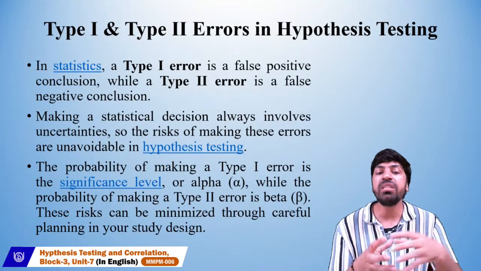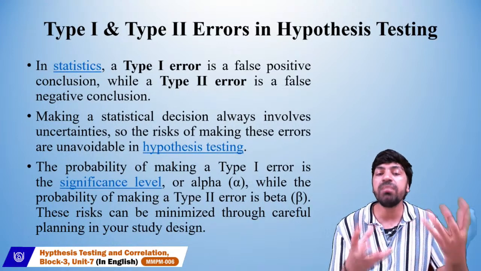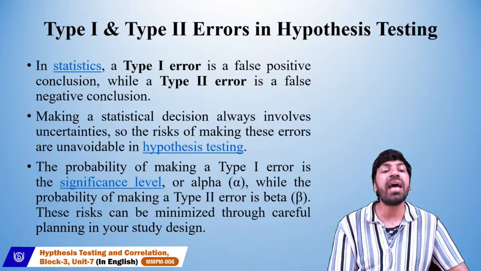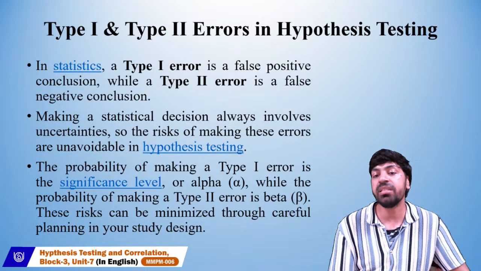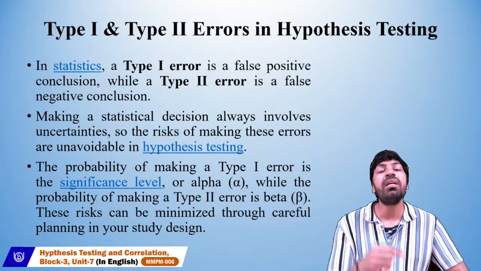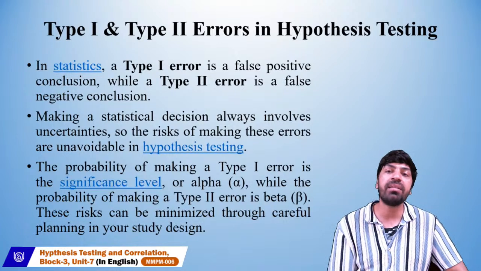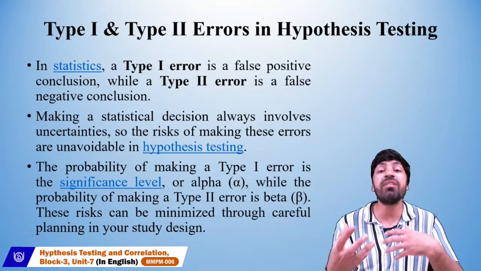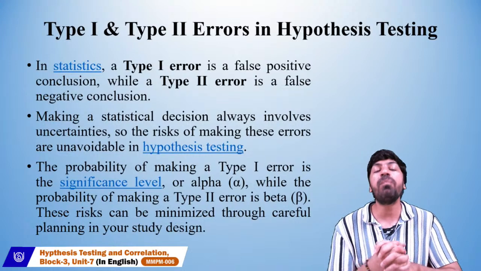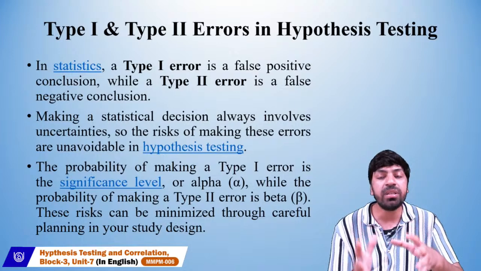The probabilities or uncertainties of making a type 1 error and a type 2 error always exist. The probability of a type 1 error is the significance level or alpha level, and the probability of a type 2 error is beta. These risks can be minimized if a researcher does careful examination and careful planning in his own research design.